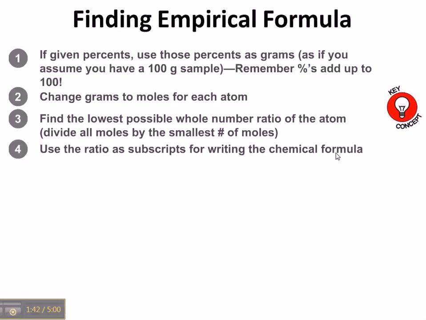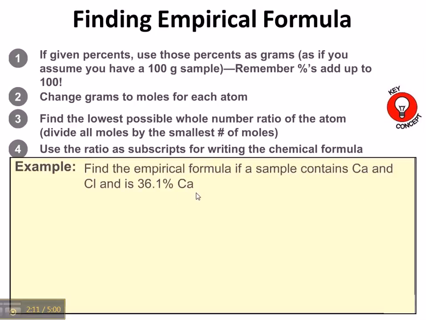So here we go. Here are the 4 steps. If you're given percents in these questions, you use the percents as grams, okay? So you just assume a 100 gram sample, and then the percents of course have to add up to 100. Then you do a gram to mole conversion for each atom. Then in step 3 you find the lowest whole number ratio of the atoms. So in this case you just divide everything by the smallest number of moles, and then you use the ratio as the subscripts for writing the chemical formula.